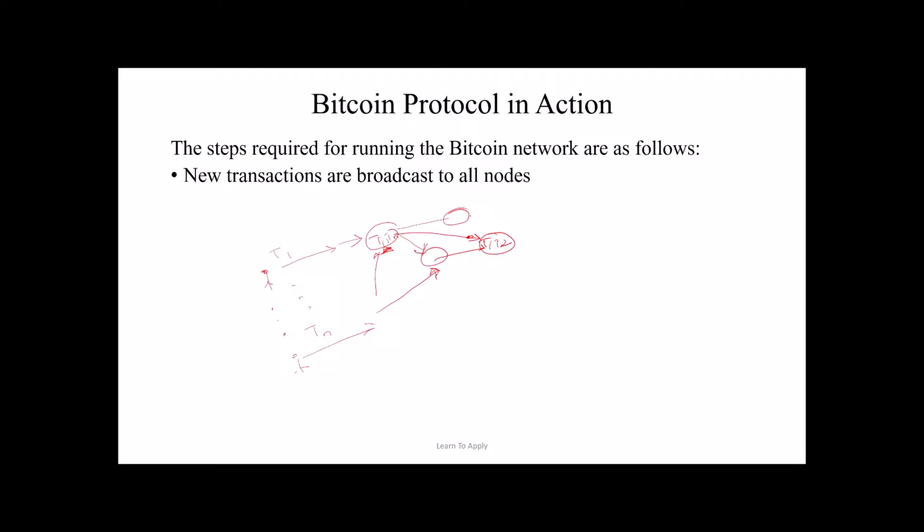In the same way, if we have n number of nodes in a network, just like multiple thousand nodes, they will all come to know about those transactions. All in all, I want to say here that whenever there are new transactions, they are broadcasted to all the nodes.